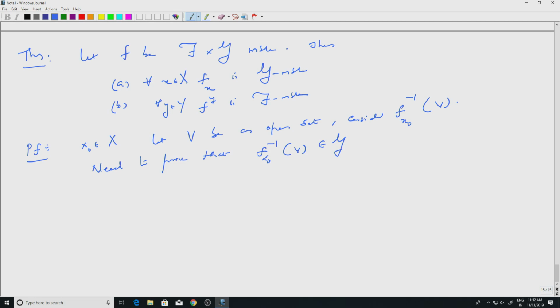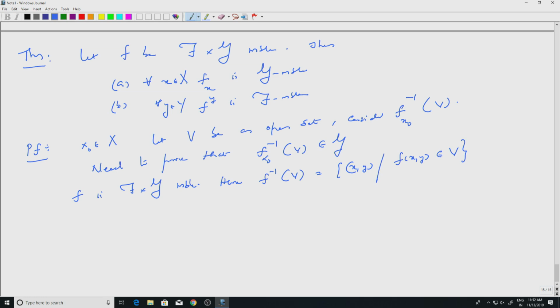Well, f is measurable, so f is script F cross script G measurable. Hence, if I look at f inverse of V, what is that? This is all those points in X cross Y whose image under f belongs to V. That is the definition of f inverse of V.